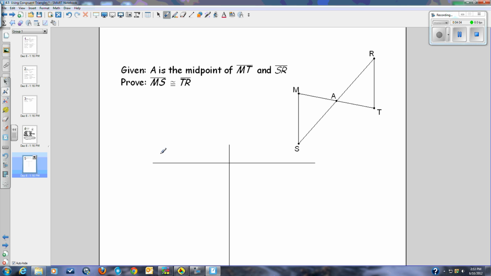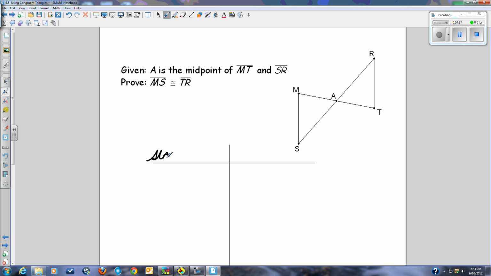Here's another two-column proof. Let's say that you're given that A is the midpoint of MT and SR. And we want to prove that MS is congruent to TR. So let's see if we can prove these two triangles congruent, and then we can prove the corresponding parts congruent using CPCTC. So let's start with the statements and the reasons. Always start with your given information.